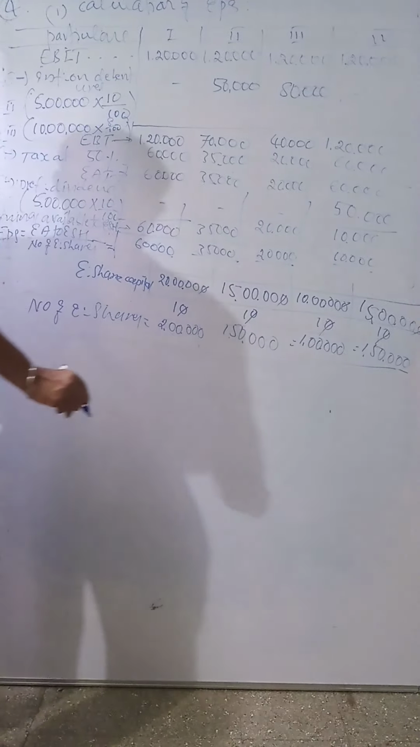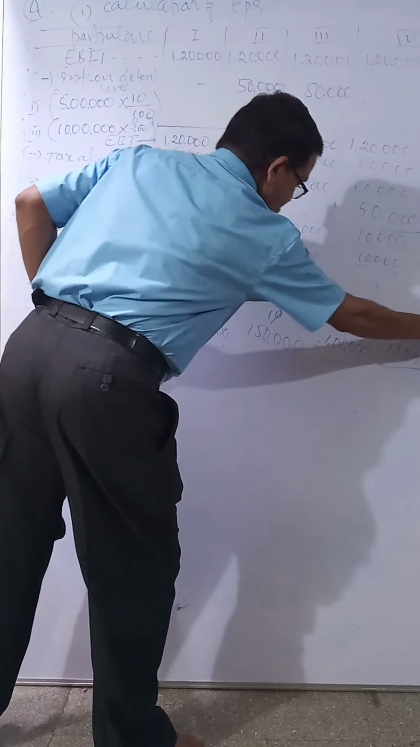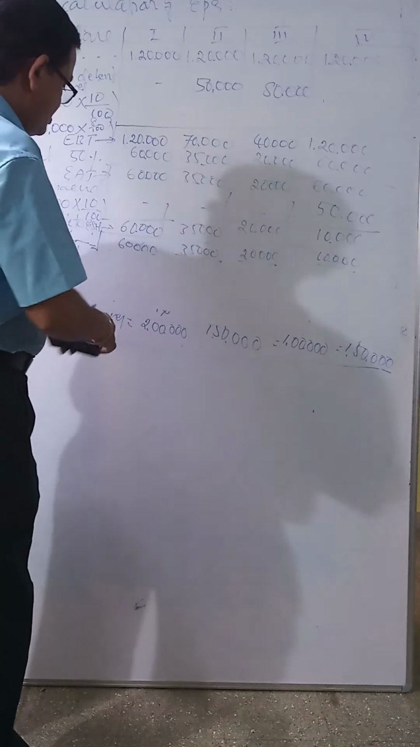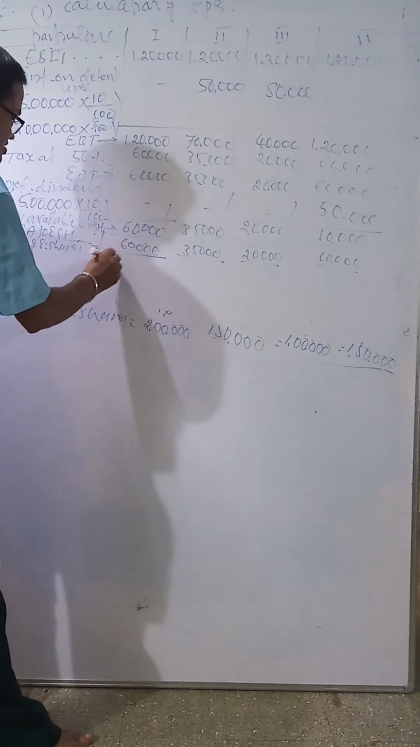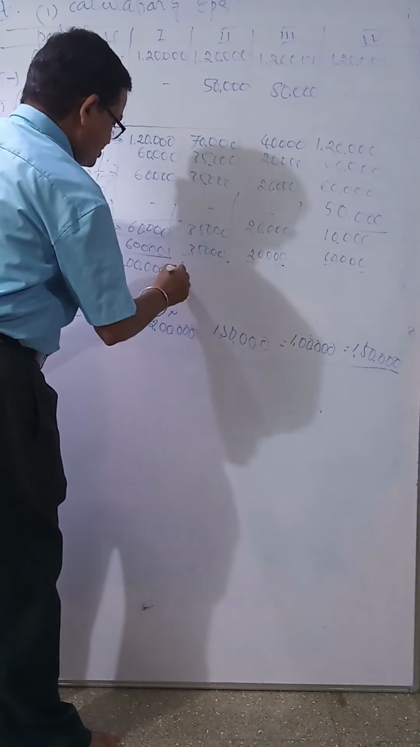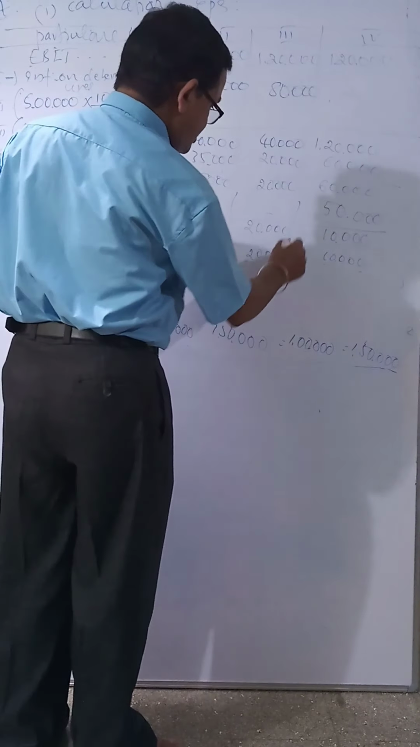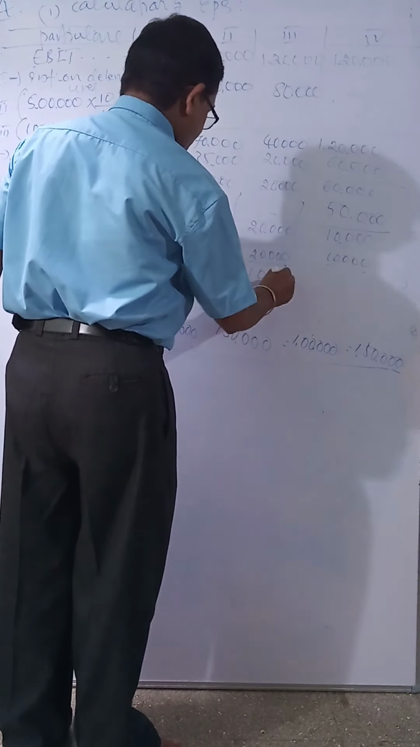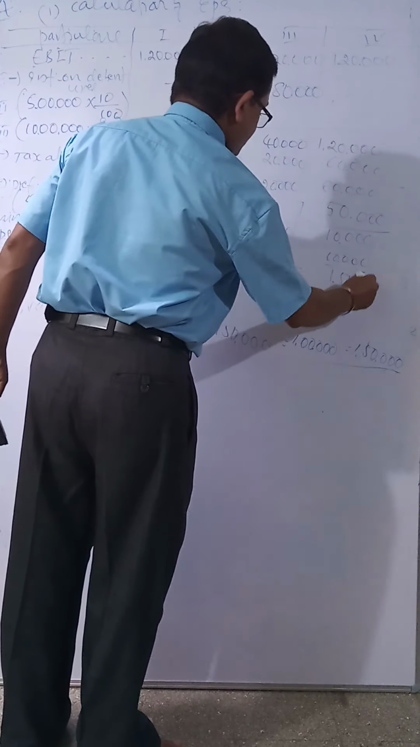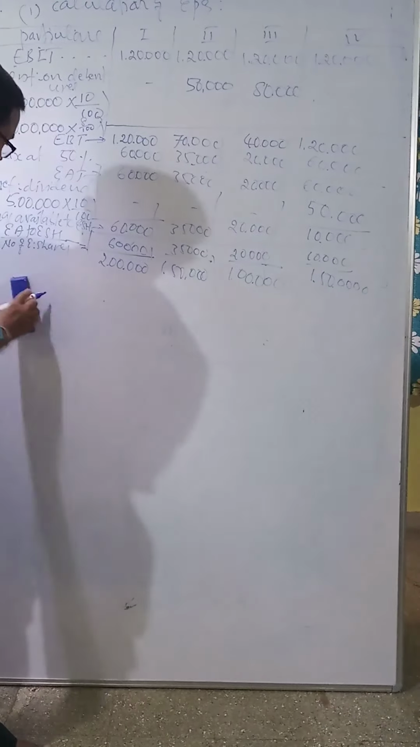Divided by number of equity shares. See here, the number of equity shares is already done. First plan: 2 lakh shares. Second is 1,50,000. Then here is 1 lakh. Next one is 1,50,000. Put these as the number of equity shares.